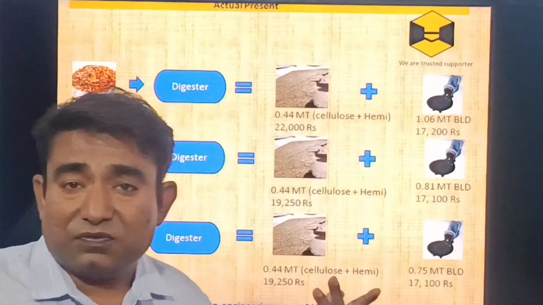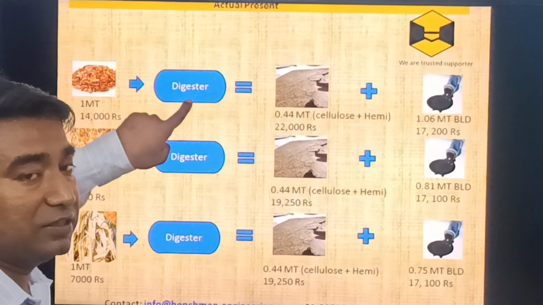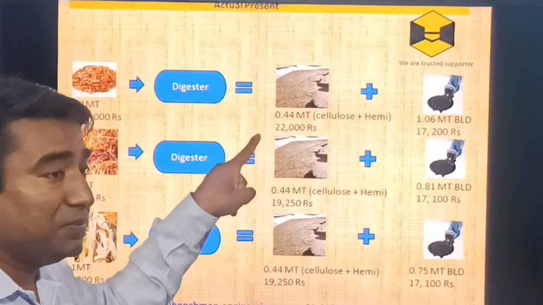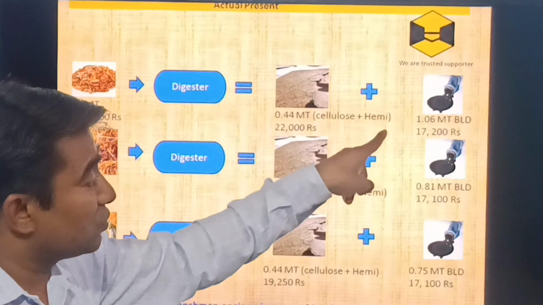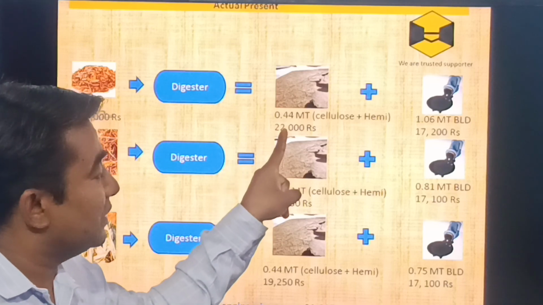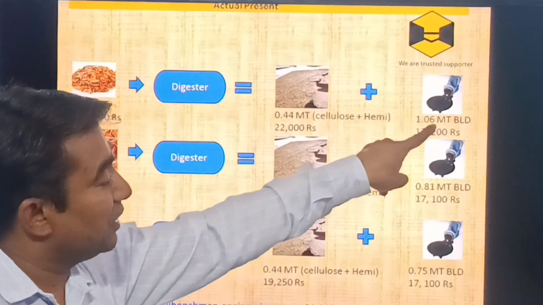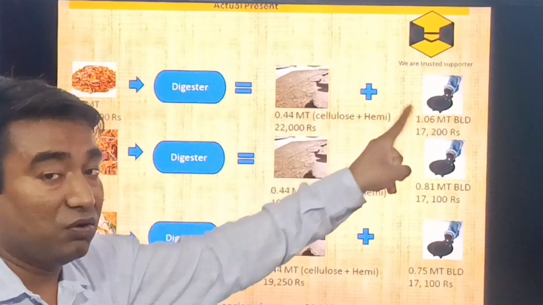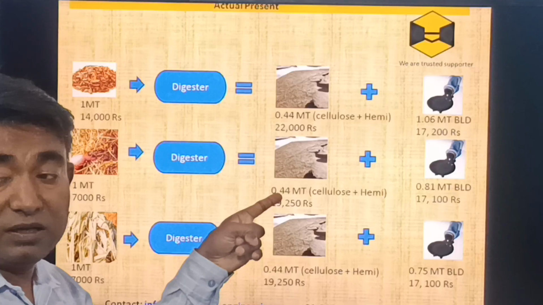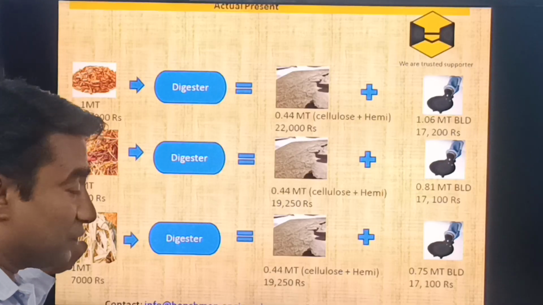So friends, when 1 ton of wood chips is fed to the digester, it gets converted into 44% yield, cellulose plus hemicellulose, and black liquor solids. Total worth of cellulose was 35,000, and because the pulp has degraded or dissolved, the black liquor solid becomes this much in value, because all the black liquor solid is not free of cost. It is because of the degradation and dissolution of the cellulose.